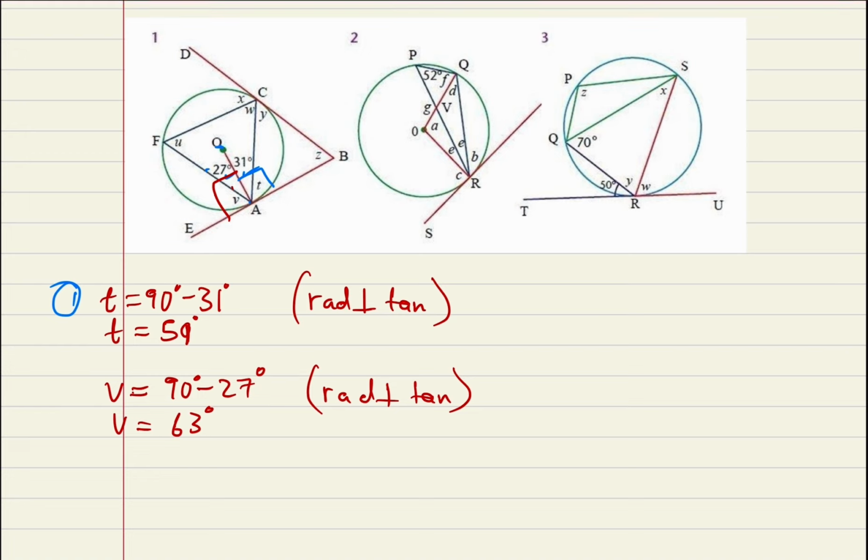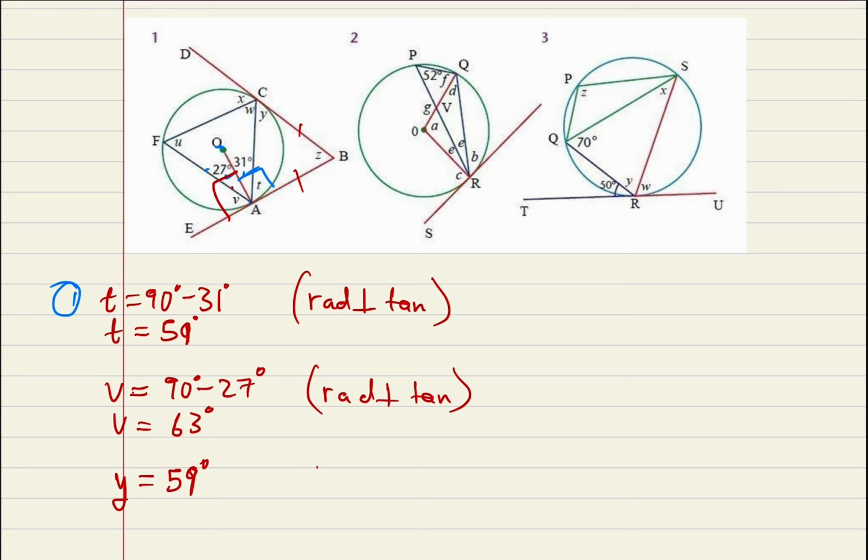Hence here, you will also have Y. Why do you have Y? It's because these are tangents from the same point. Can you see them? So that means you'll say Y is equal to 59 degrees.